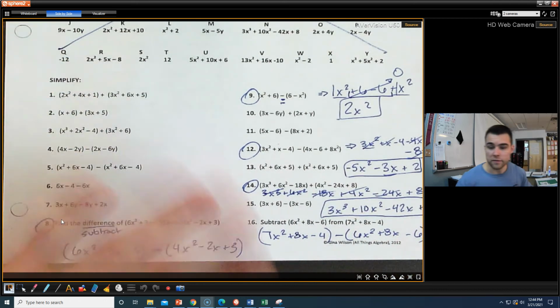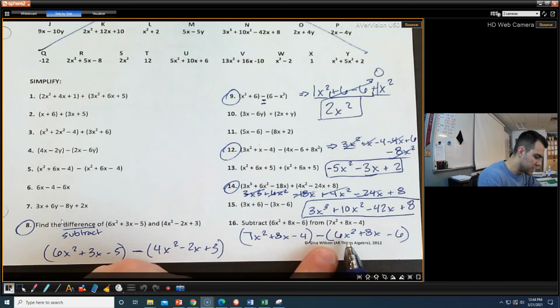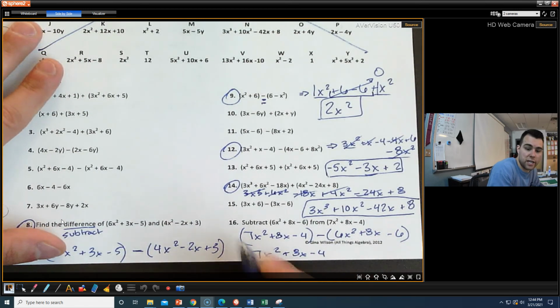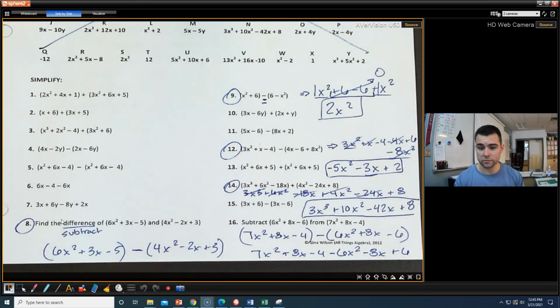And once again, before I go ahead and combine like terms, when I drop my parentheses, I got to change the sign of everything over here. So the bottom is going to stay the exact same. So there's no subtraction sign out in front. This guy has got to turn into minus 6x squared minus 8x plus 6. And then I can go ahead and combine like terms from there.